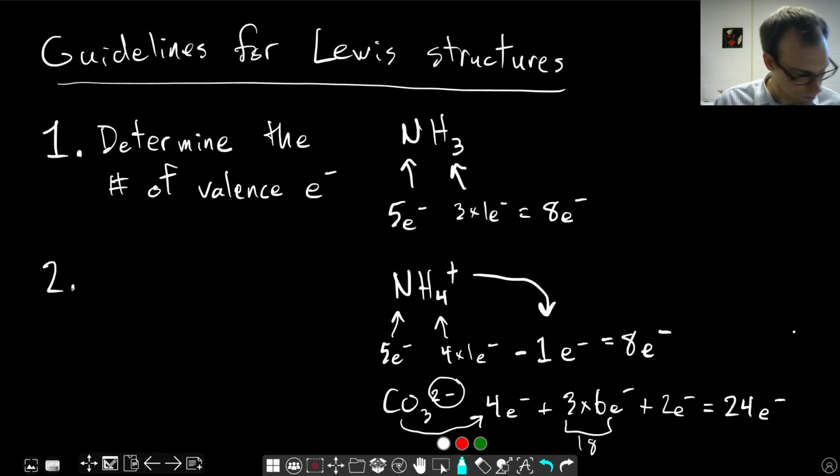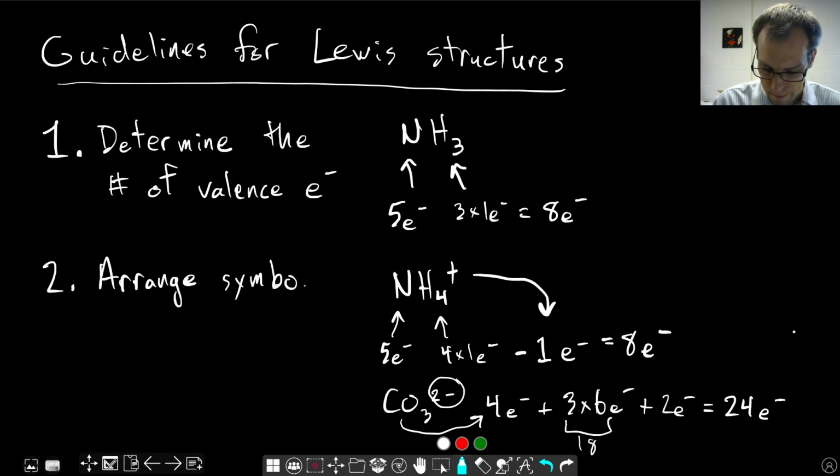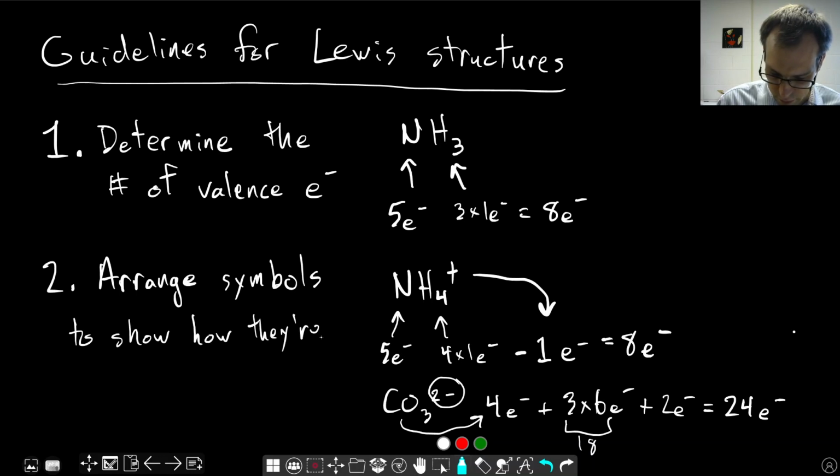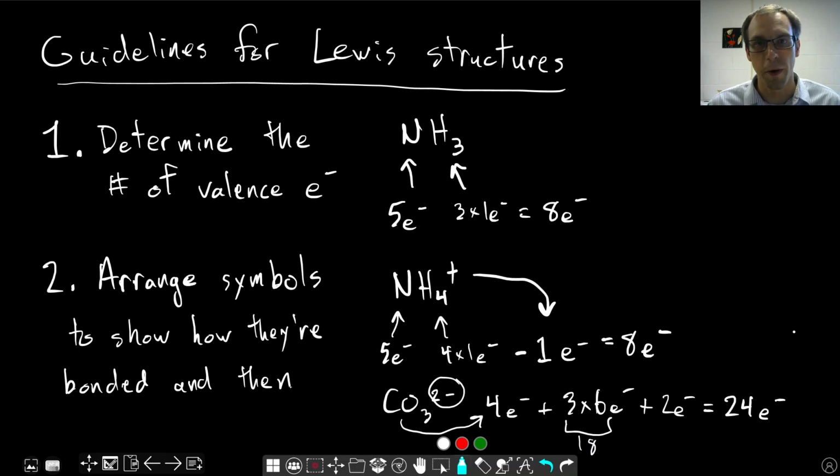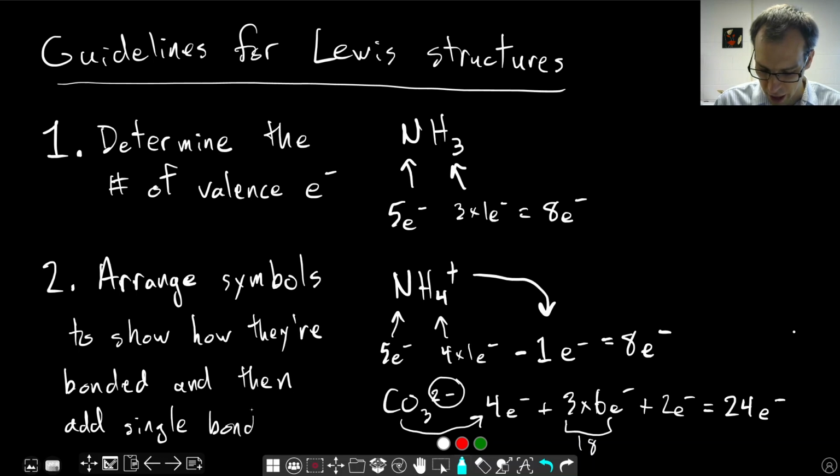Step 2 is to arrange symbols for the atoms to show how they're bonded. The first thing is, if it's a covalent molecule, a molecular compound, there's at least a single bond between all the different atoms. So you want to add single bonds. If you're not sure how the atoms should be arranged, don't worry, we'll talk about how to do that.